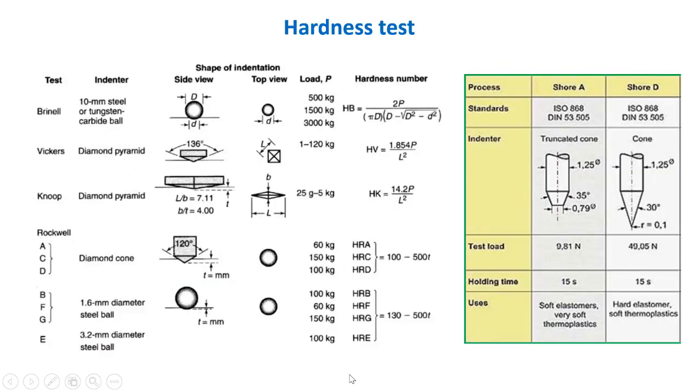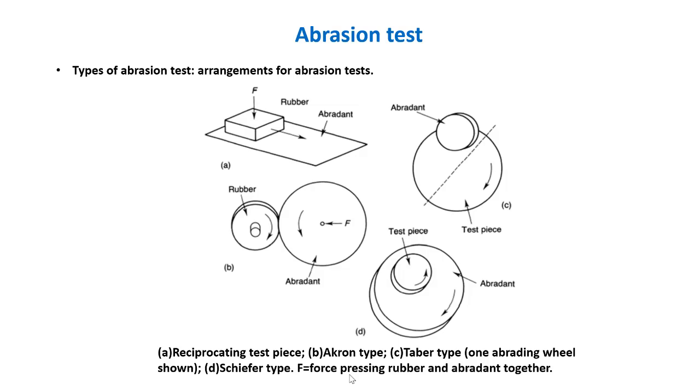Hardness. Abrasion. So it is basically the removal of material from the surface. Basically, we check the volume of material removed. So suppose, okay, I will write it.